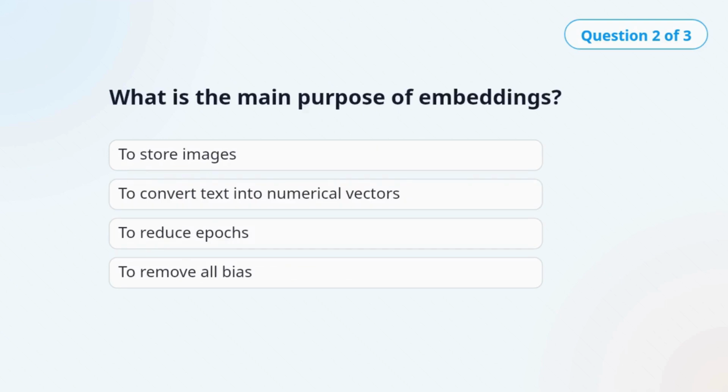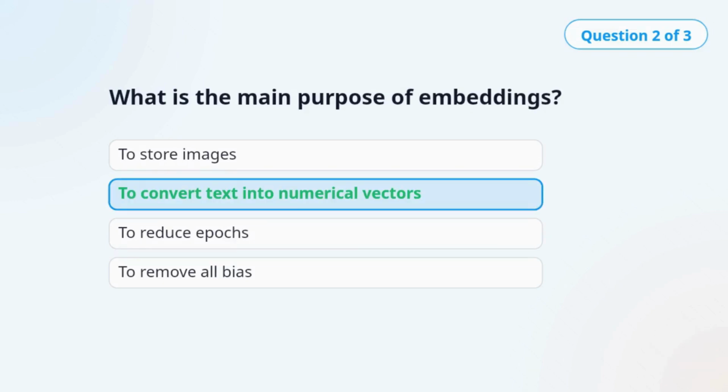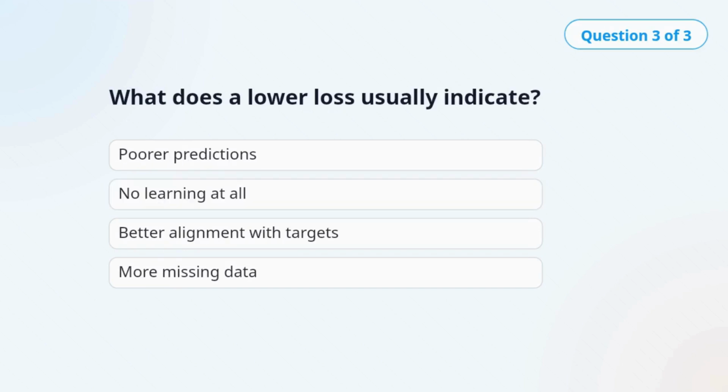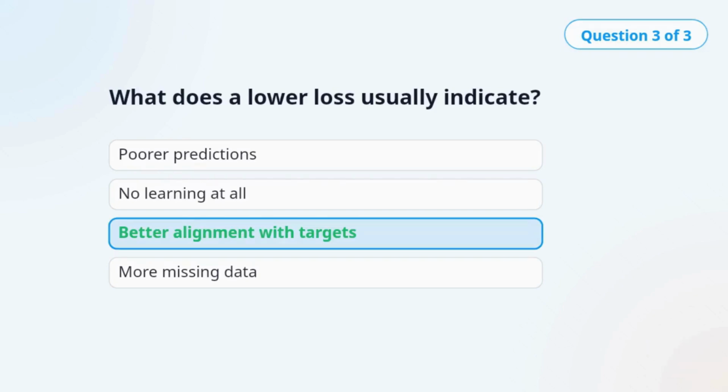Question 2. What is the main purpose of embeddings? The correct answer is to convert text into numerical vectors. Embeddings represent text as vectors that capture semantic meaning and relationships. Question 3. What does a lower loss usually indicate? The correct answer is better alignment with targets. Loss measures error, so lower loss generally means the model's predictions are closer to the expected outputs.